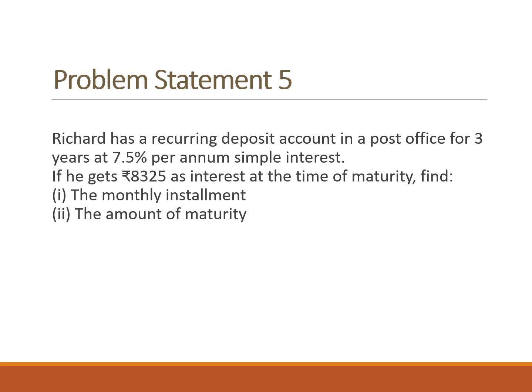Here's the question. Richard has a recurring deposit account in a post office for 3 years. The rate of interest is 7.5% per annum using simple interest. At the time of maturity, he receives 8,325 rupees as interest. We are to find 1. the monthly installment, and 2. the total amount received on maturity.